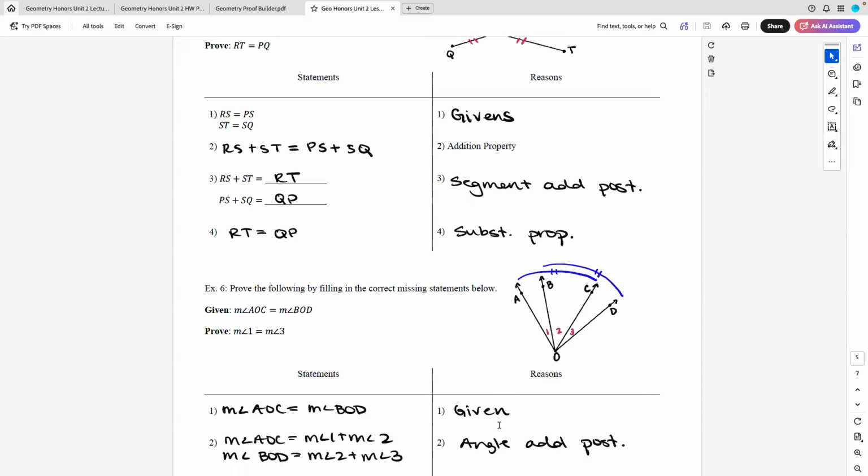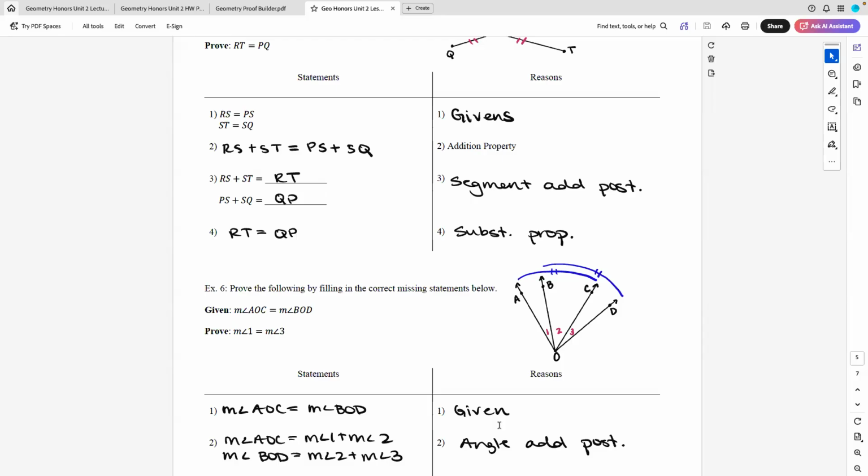So, like, this is pretty obvious. 1 and 2 adds up to AOC, right? Yeah. Just look at it. 2 and 3 add up to BOD. Just look at it, right? So let's just get that out of the way, because the diagram tells us that. So anything that is, I don't say obvious, but that you can extract from the diagram right away, put it down.